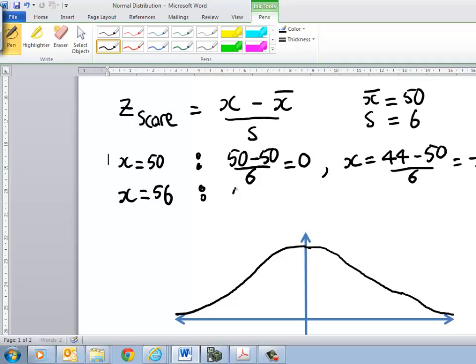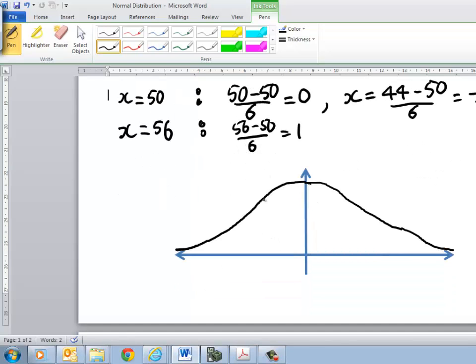Then that's going to be 56 take 50 all over 6. So that's going to be 6 over 6, which is 1. Now, the idea of the Z-score, you'll find there's a whole table of these values. And what they relate to is your standard deviation. Okay, so a Z-score of 1 is one standard deviation away from your mean. Right, so we know if we're at our mean value, that's got a Z-score of 0.